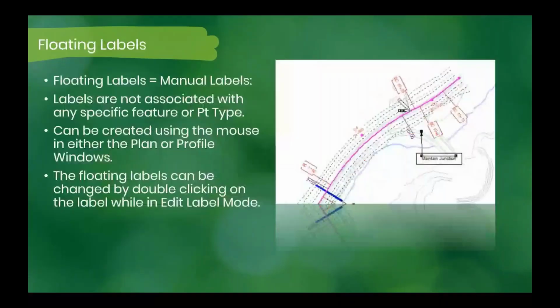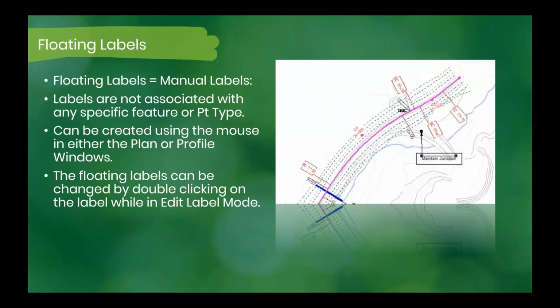Okay, moving along. Floating labels. These are literally, as their name suggests, they float in space. They can be anywhere in your design and they are not dynamically linked to changes you make in your alignment. So floating labels, basically manual labels, and they're something that are really useful. You know, perhaps you're adding reviewers notes, perhaps you're adding notes as you're designing so you don't forget them. Maybe there's a note relative to the terrain or some feature. So floating labels, again, super useful.